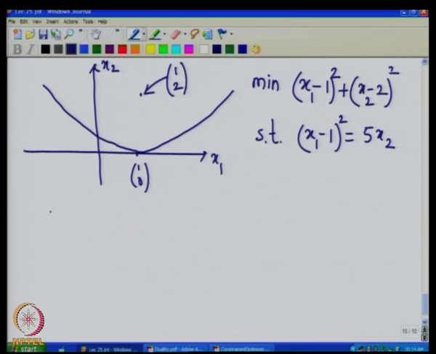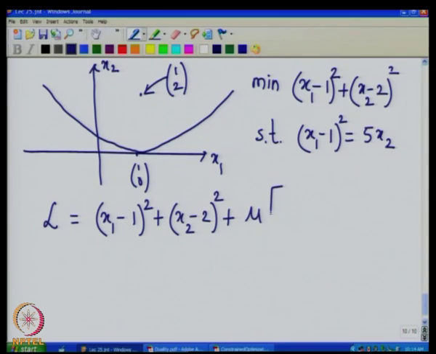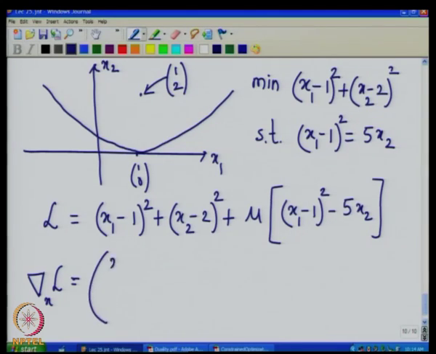So, let us write down the Lagrangian first, and the Lagrangian is the objective function, which is (x1 minus 1) square plus (x2 minus 2) square, plus mu into the constraint E of x equal to 0. So, mu into (x1 minus 1) square minus 5 x2. So, let us write down the gradient of the Lagrangian with respect to x, and that gradient is nothing but 2 into (x1 minus 1) plus 2 mu into (x1 minus 1), and 2 into (x2 minus 2) minus 5 mu.